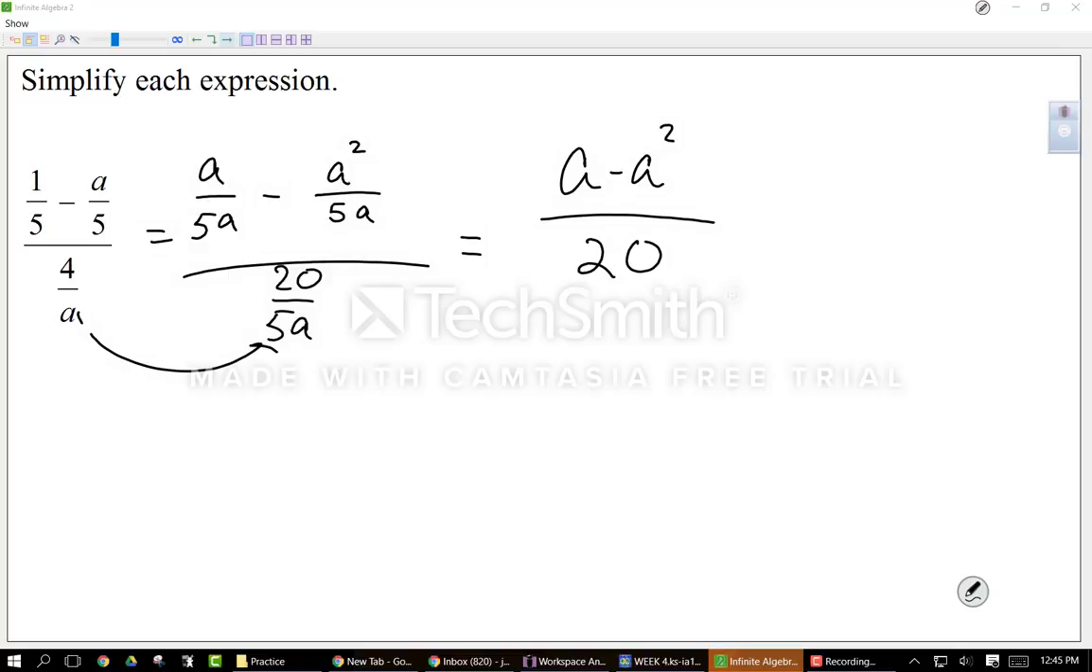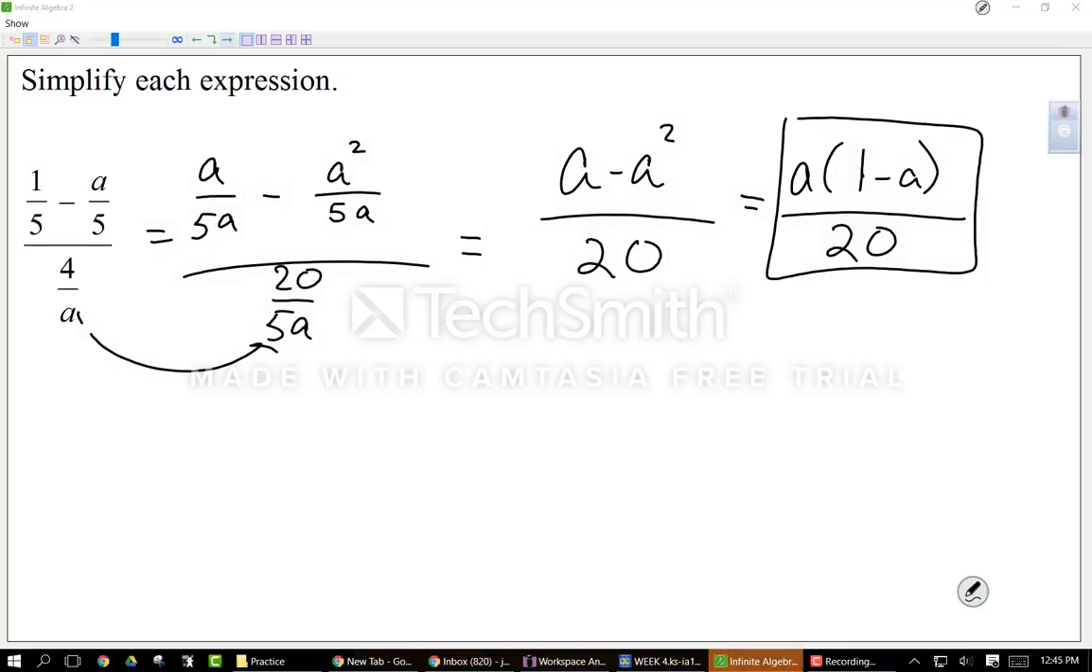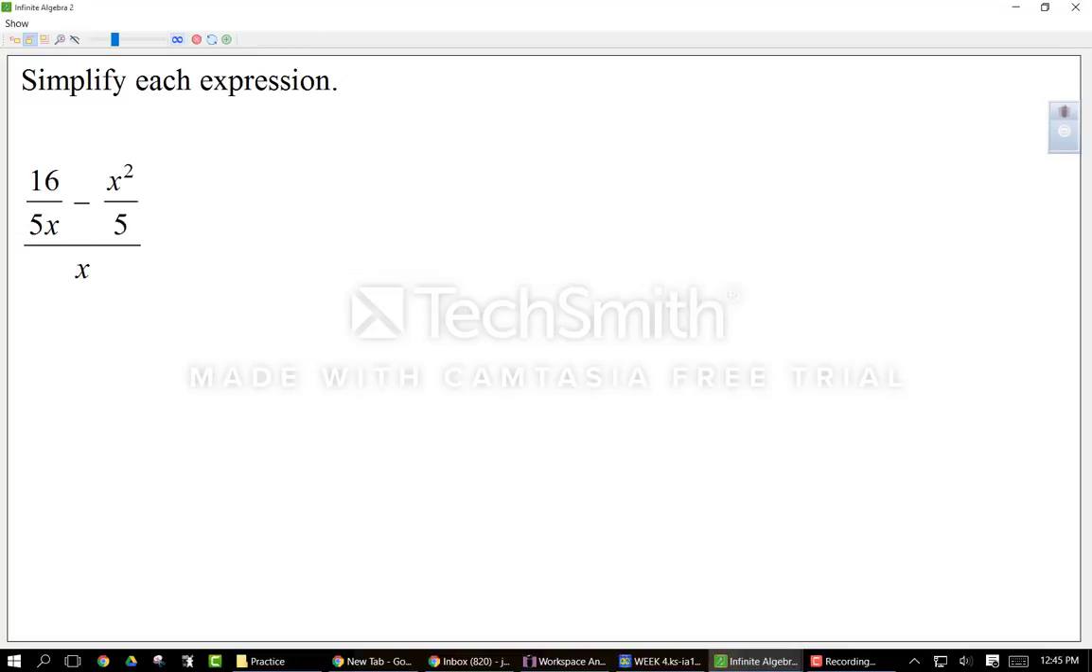If you want to go one step further, you can say, well, this is really a times 1 minus a over 20, but I can't reduce anything. So you can leave your answer this way if you wanted to go that one step further, but remember, you can also leave your answer this way as well. Both of those are acceptable. They're both right. Okay, go ahead and try this particular problem. Again, pause the video, see what you get, and then hit play to make sure you're on the right page.